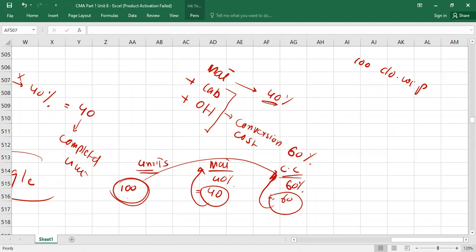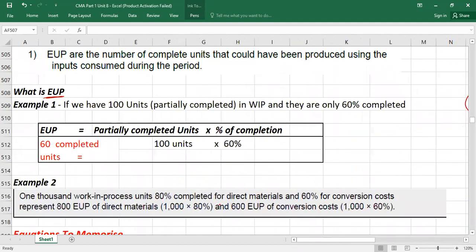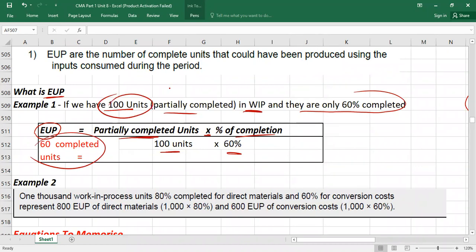So how will you get equivalent units of production? Here I'm doing two examples again, a similar kind of example, then we will go forward. For example, if we have 100 units partially completed in work in process, but they are only 60% completed. Here I didn't say 60% with respect to material or conversion cost, so we can say overall 60% is completed. To calculate equivalent units of production, I take the partially completed units and multiply with the percentage of completion. How many work in process units? 100. Percentage completion is 60%. I'll get 60 completed units. It means these 100 partially completed units are equal to 60 completed units.